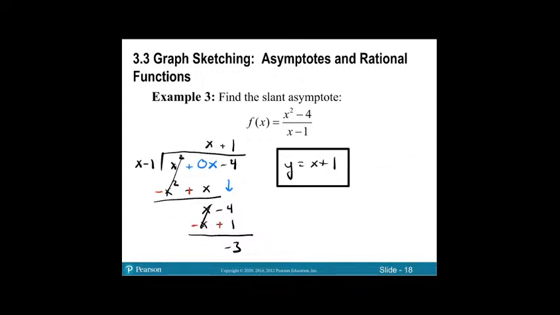So again, whenever the degree of the numerator is exactly one more than the degree of the denominator, then we have a slant asymptote, and we find it by doing polynomial long division.